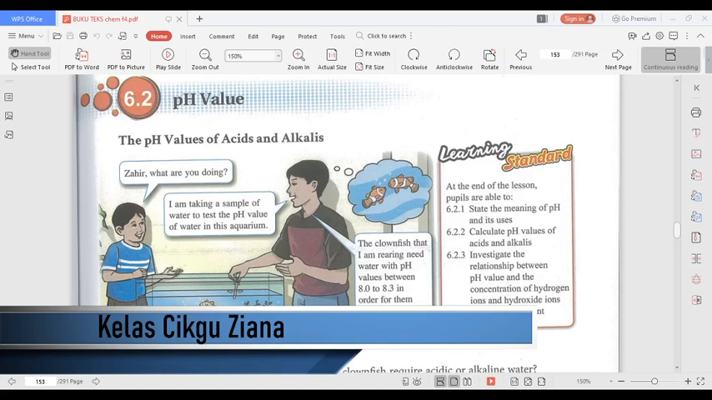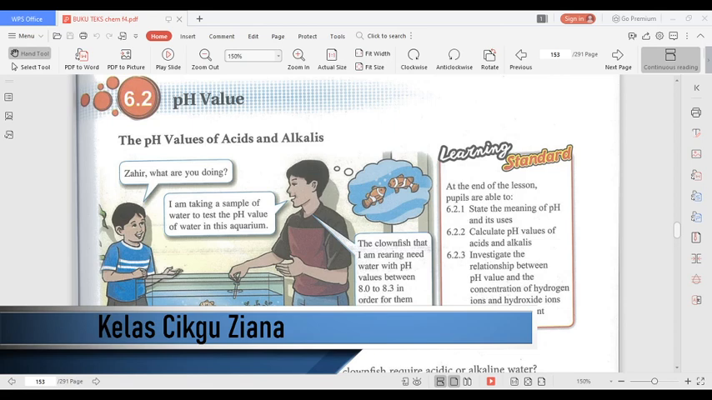Okay, in this subtopic, the learning standard is first to state the meaning of pH and its use, calculate the pH value and investigate the relationship between pH value and the concentration.